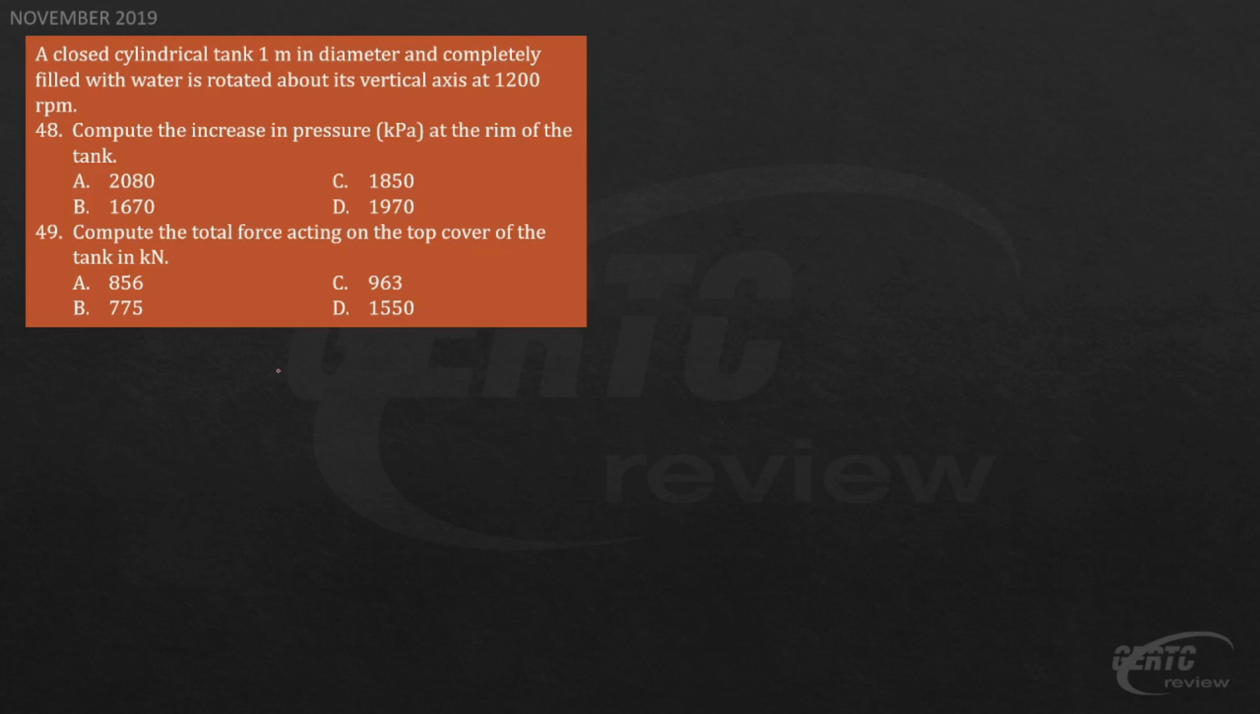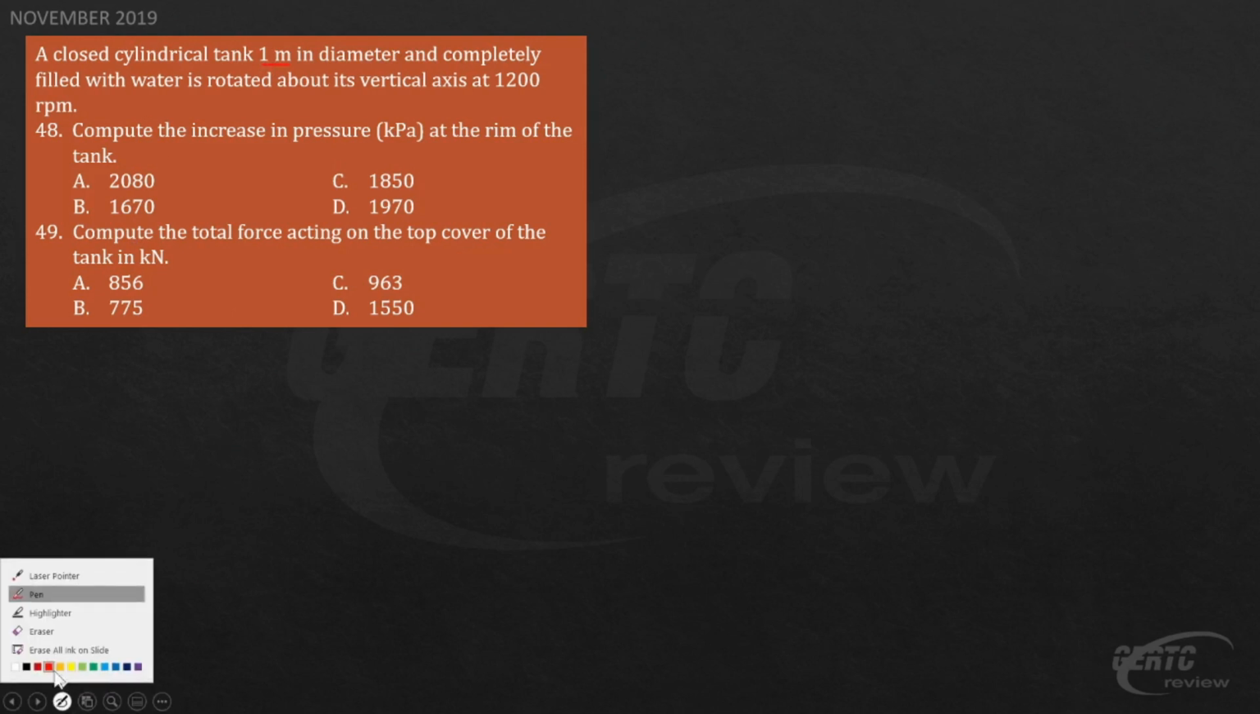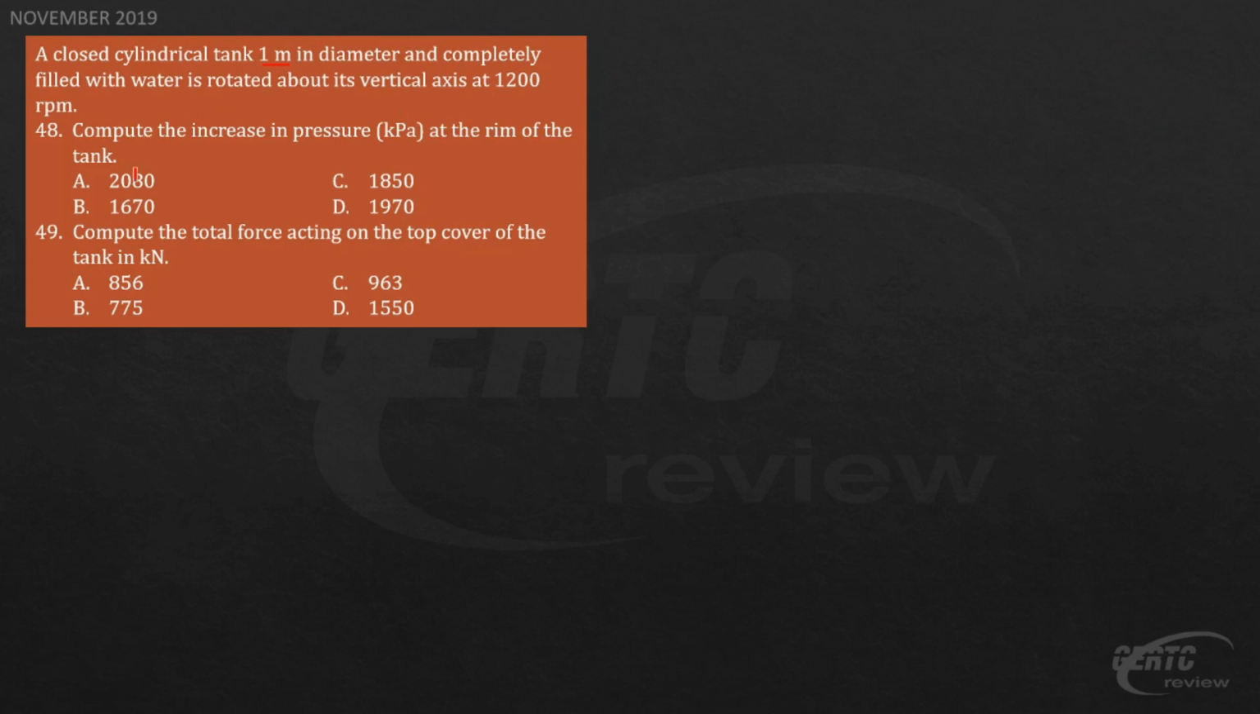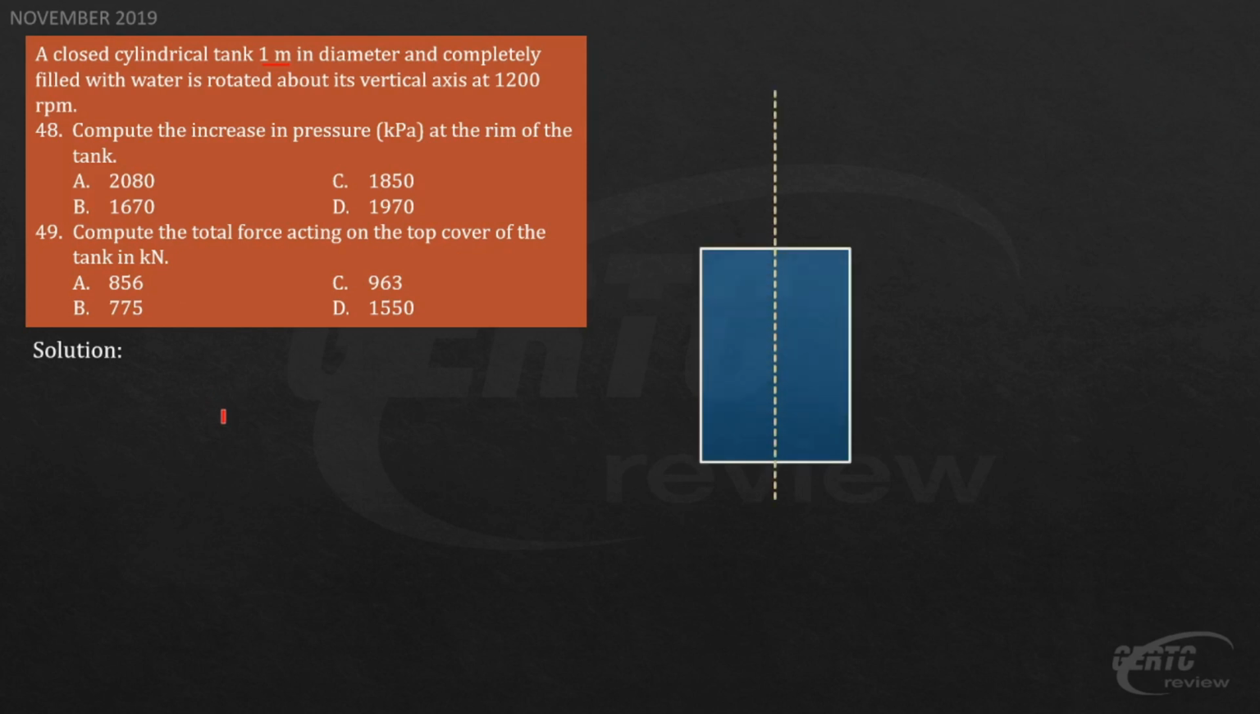A closed cylindrical tank, 1 meter in diameter, and completely filled with water is rotated about its vertical axis at 1,200 RPM. The question is the increase in pressure at the rim of the tank, at the top. I added another question, the total force acting on the top cover of the tank. So, a closed cylindrical tank completely filled with water. The diameter is 1, so the radius is 0.5 meter.